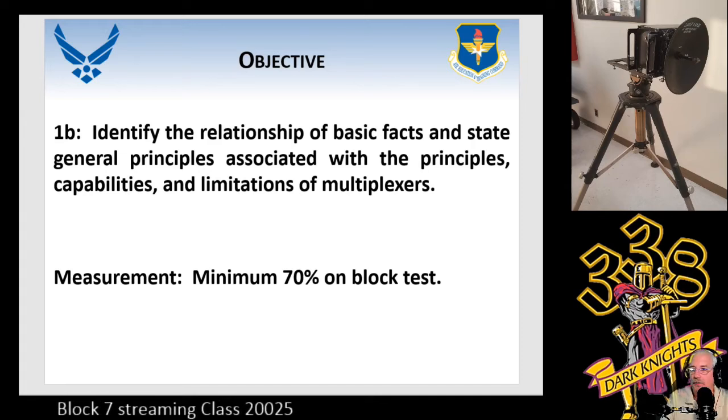So the next one we're looking at is 1 Bravo. And once we get done with 1 Bravo, we're going to break for lunch. This is where a lot of the students have problems with signaling format and PCM. So we're going to be looking at identify basic relationships of basic facts, state general principles associated with the principles, capabilities, and limitations of multiplexers. So what we're going to be doing for the next half an hour, 45 minutes is getting into what multiplexers are all about. Now, some of it I'm going to go through pretty quick, and that should be a sign to you going, okay, I just need to know a little bit about this part here, but I'm not going to tell you anything else.